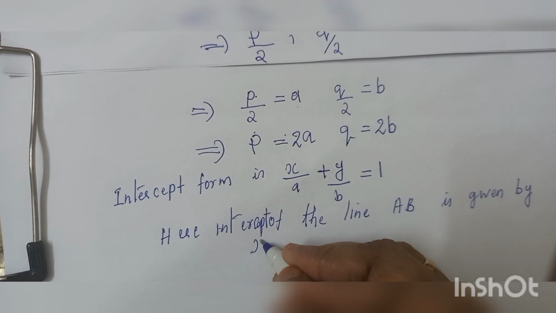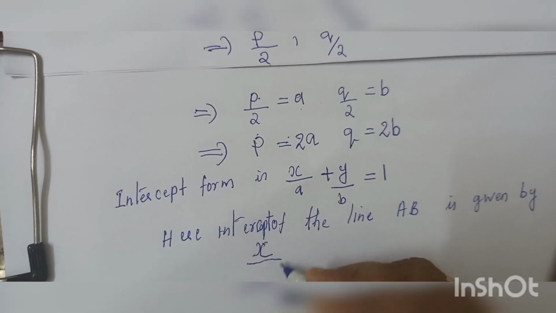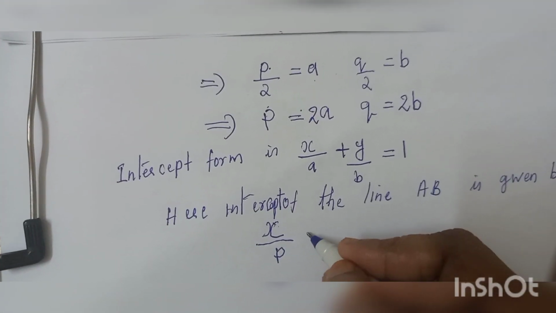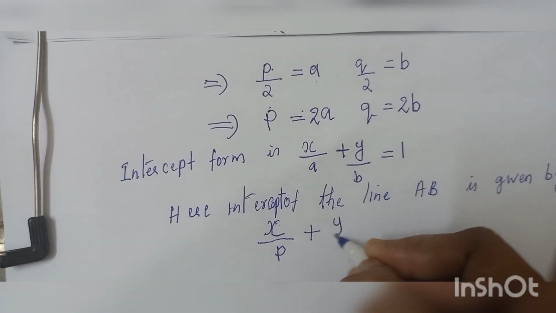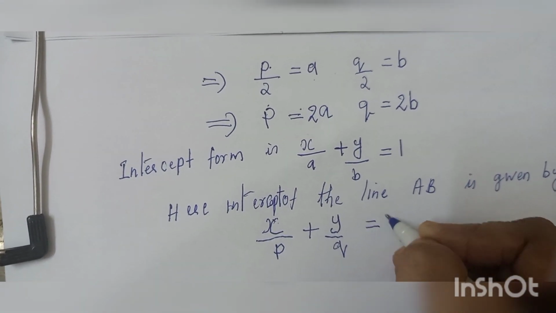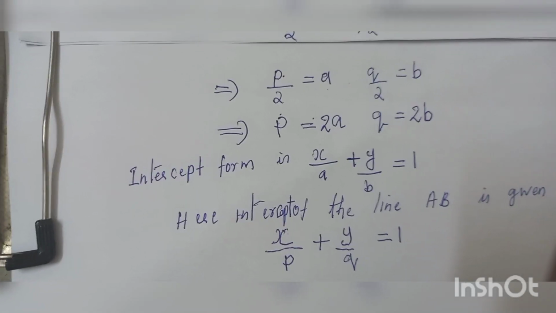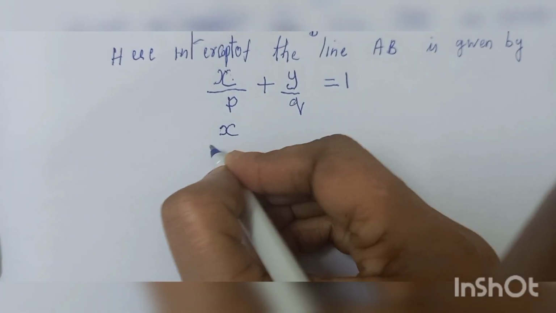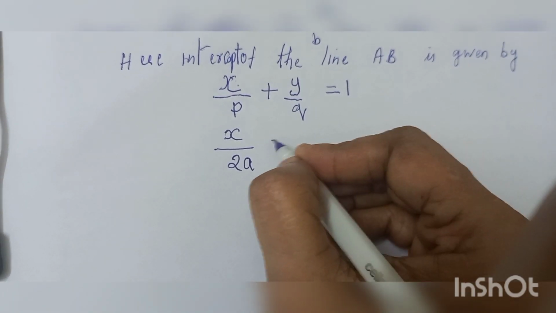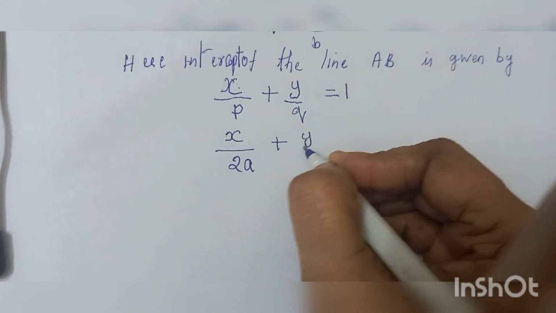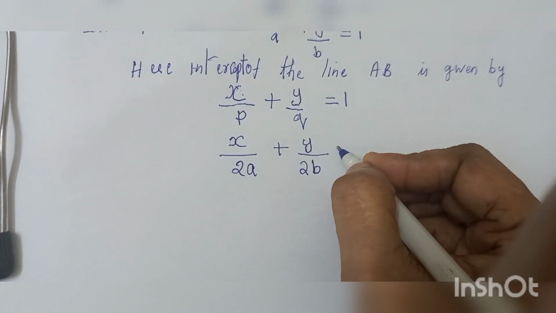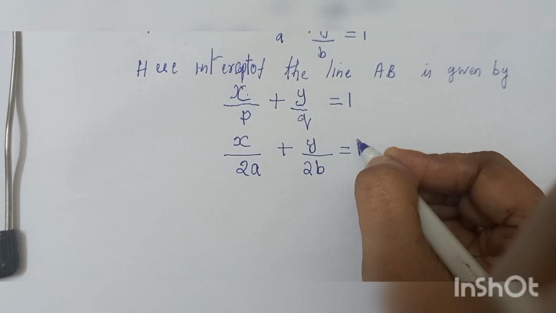What is x intercept here? X intercept is x divided by p plus y divided by q is equal to 1, and what is the value of p here? 2a, plus y divided by 2b, which is equal to 1.